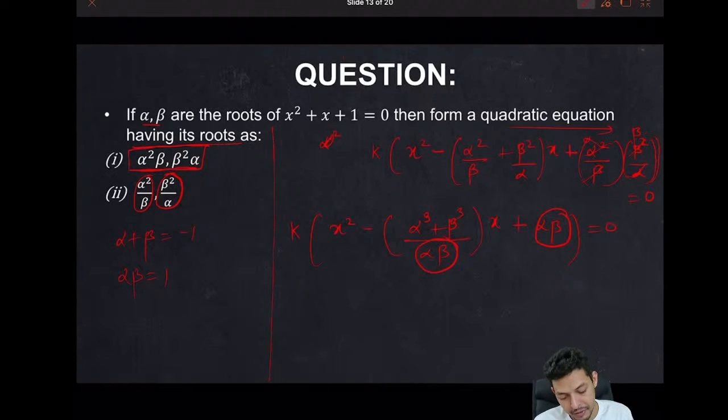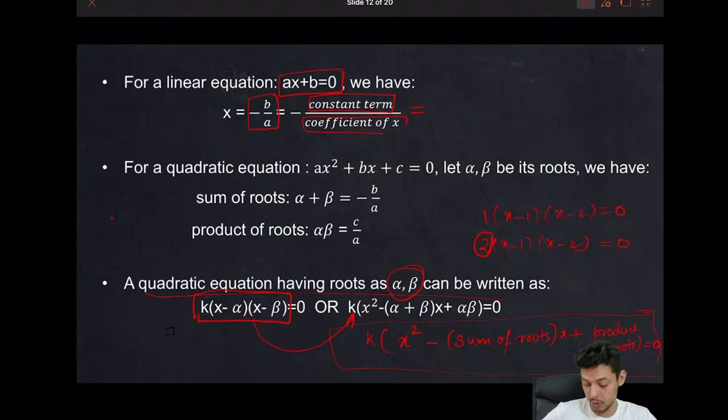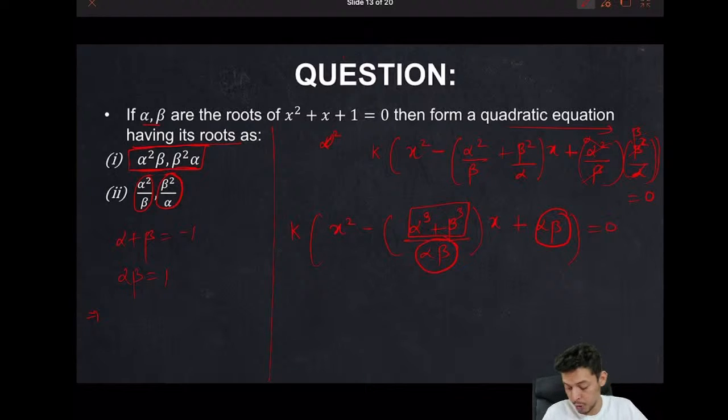But there is a problem here: we need to figure out what alpha cube plus beta cube is. Now how do we do that? Just notice, some way you must be able to create alpha cube plus beta cube using these two relations only, that is alpha plus beta and alpha beta. How do you do it? You take this expression and you cube it.